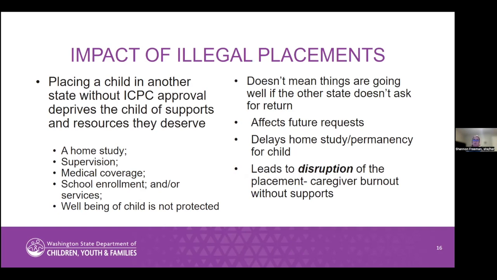So with illegal placement, placing a child in another state without our approval, it gets challenging because our children deserve to be placed in a placement where they can have the resources and the support they deserve, right? These are Washington children. We want to be sure that they have the supervision, the medical coverage, and that they can get enrolled at school. Somebody in that state is doing that supervision, and without ICPC approval, we don't have that.